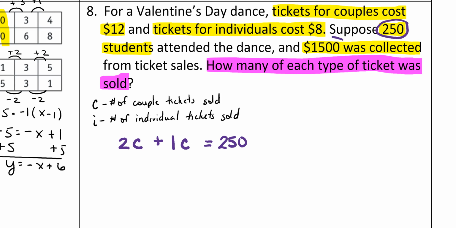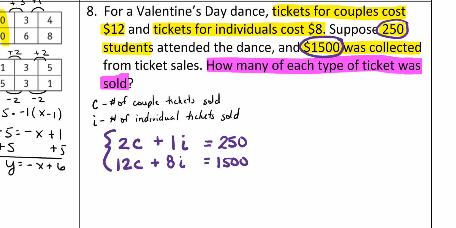Now our second total is this dollar amount, $1,500. So that's what it equals. And money has to go with money. So a couple's ticket, whoops, now you put a C there, that should be an I. Sorry about that. A couple's ticket cost $12. So we're going to have 12C. And an individual ticket cost $8. So we're going to have 8I. So here is our system. And you don't have to put the 1 in front of the I. You can if you want to.